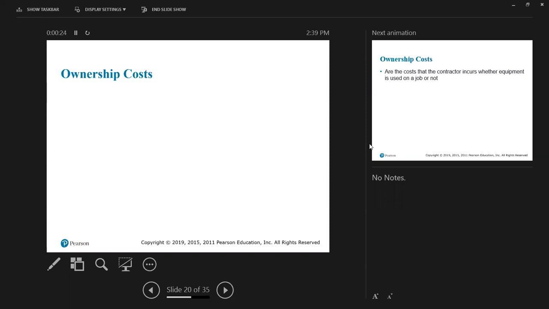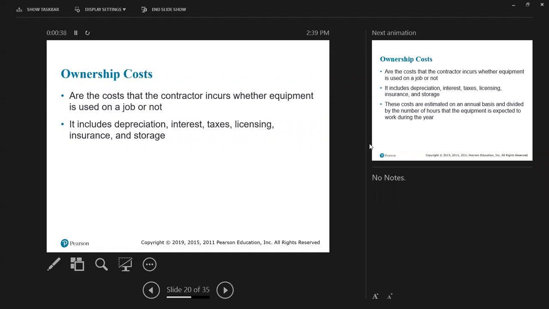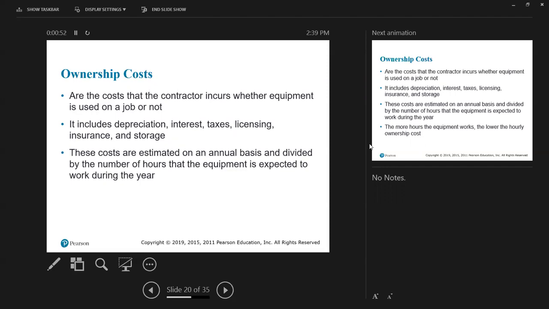We kind of covered some of the details of the ownership cost, and these costs are incurred whether the equipment is put to work or not. Some of these expenses are depreciation, interest, taxes, license, insurance, and storage. We talked about some of them. So whether your equipment is put to work or not, you must pay those. So you have to be smart in making the decision whether to own the equipment or rent it.